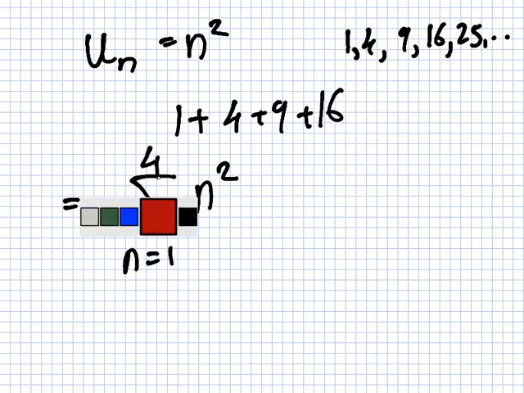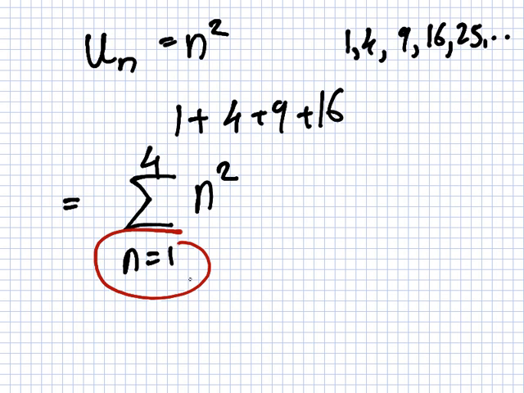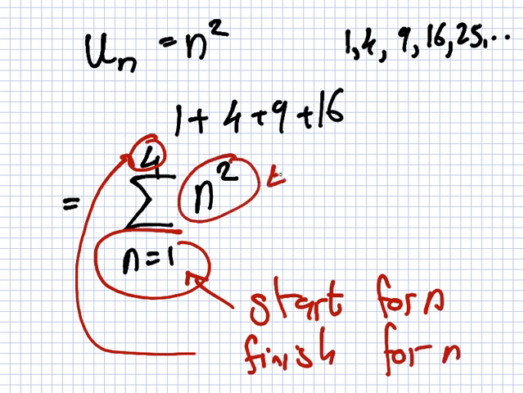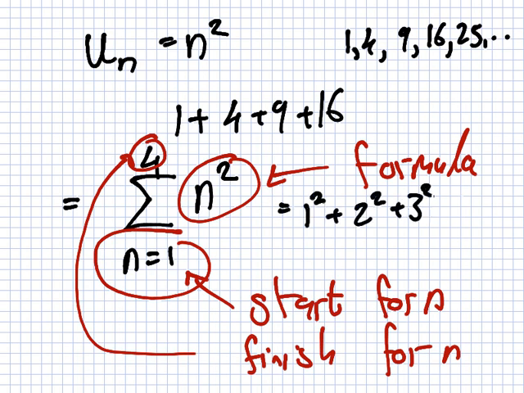So the different parts, let me explain here. This part here is where you start for n. And this part here is where you finish for n. And this one here is the formula. So this means put in 1, put in 2, put in 3, and put in 4. So first you put in 1 and square it, then you put in 2, square it, put in 3, square it, put in 4, square it, and stop.